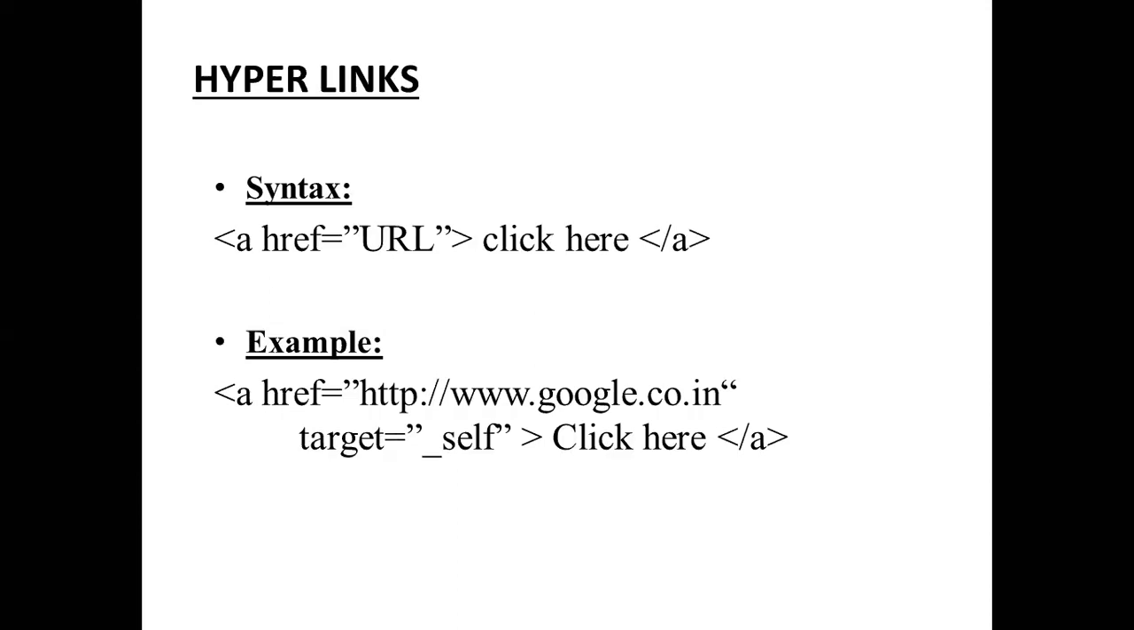Next, hyperlink. It is a link. A link is a pointer to some resource. Suppose the syntax is a space href equal to URL, click here. If you click on the click here button, it goes to the URL. For example, a space href equal to google.co.in, click here. If you click on click here, it directs to the Google home page.